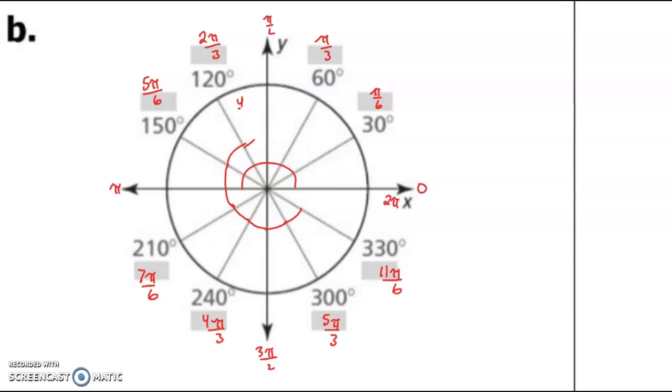Now, just to point out some commonalities here. I think about this as 60 is pi over 3. And then if you think about multiples of 60, 2 times 60 is 120.